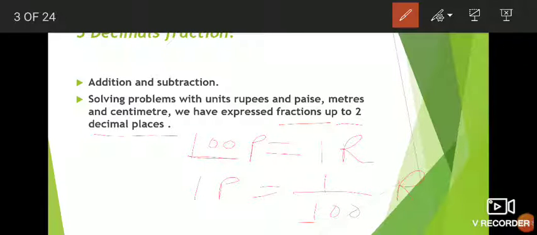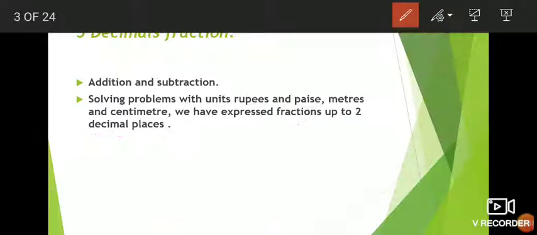Why? Because after 1 here, how many zeros are there? 2 zeros, and here at the numerator only a single term is there, so we are writing zeros in front of that number. If we add these zeros in front of that number, the value of 1 is not changing. Now how many zeros are there, students? Here 2, so we have to shift 2 digits from the right side to the left side and put the point there, that is 1 paisa is equal to 0.01 rupee. Like that only 1 centimeter is equal to 0.01 meter, students.